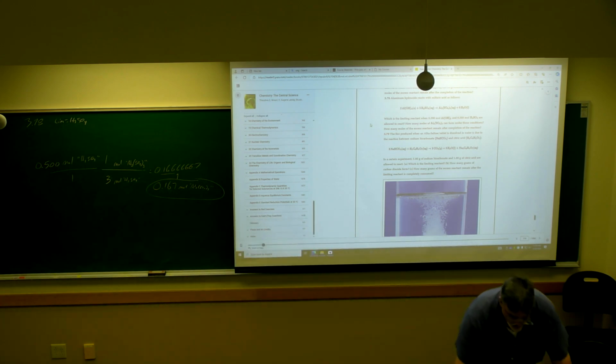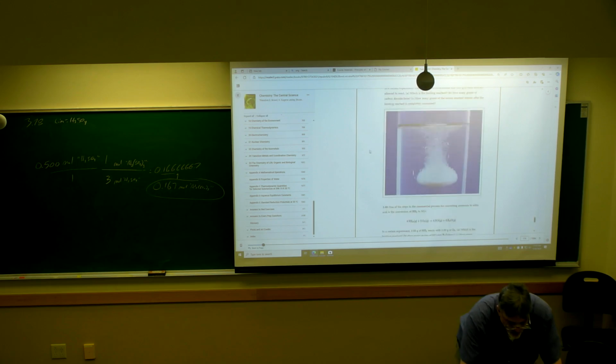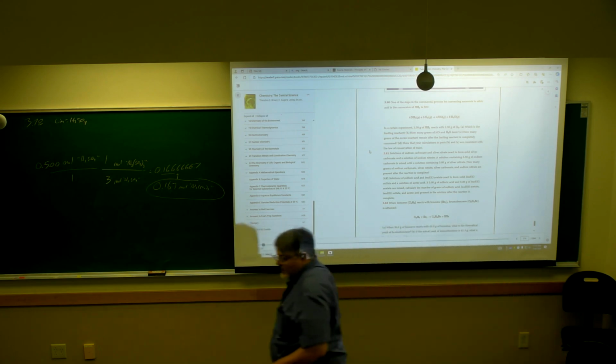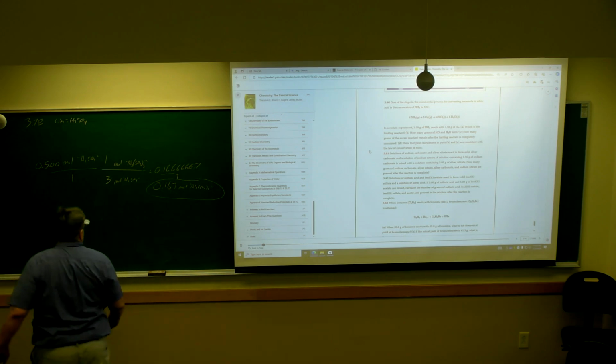Let's do 3.80. This one involves grams. Makes it a bit longer to solve.